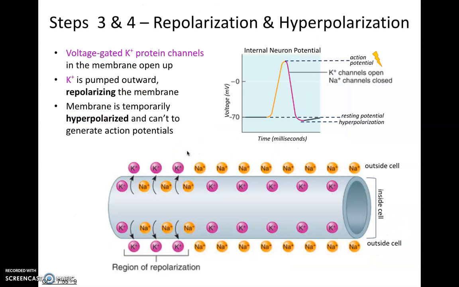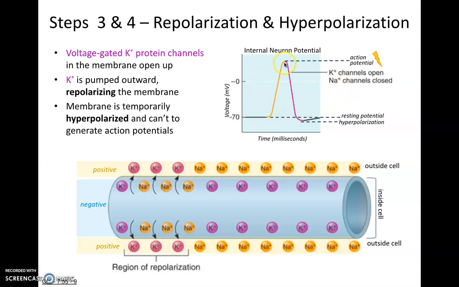Okay, so the next 2 steps, steps 3 and 4, repolarization and hyperpolarization. So let me bring these little illustrations up here. Now we flip-flop. So this is after that threshold stimulus has passed. So imagine it's all the way down here, okay? Afterwards, those voltage-gated potassium protein channels open back up. And at this point, the sodium ion channels have now closed.